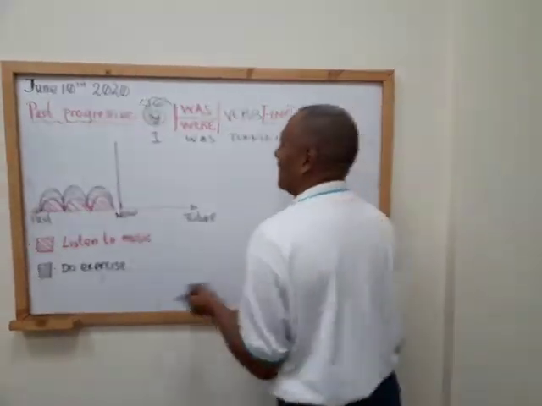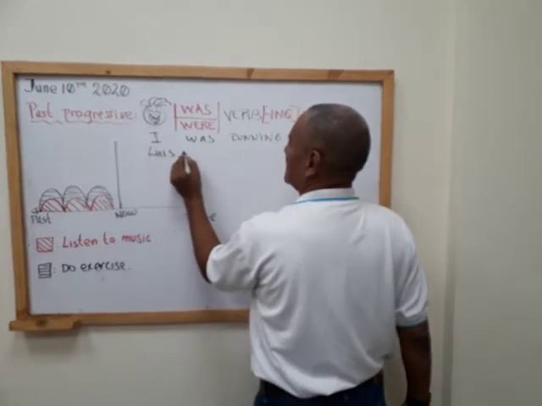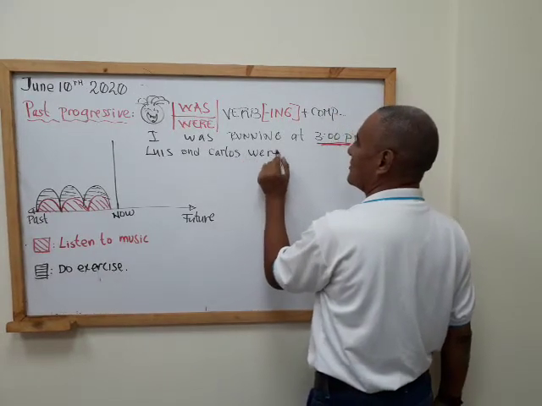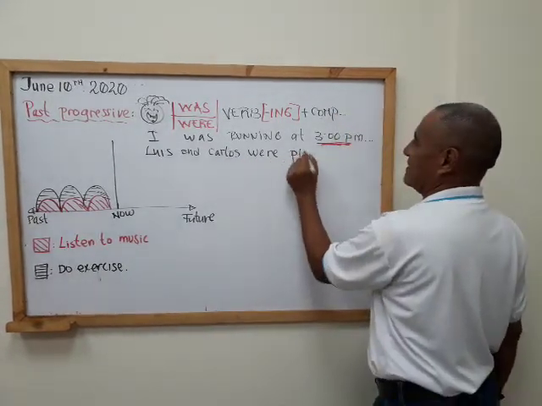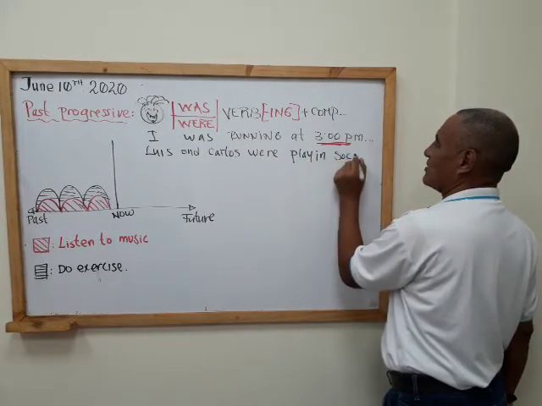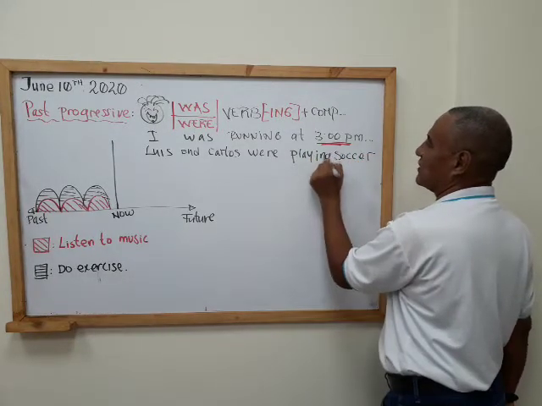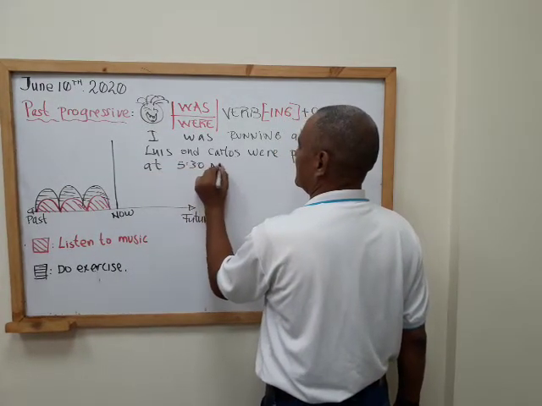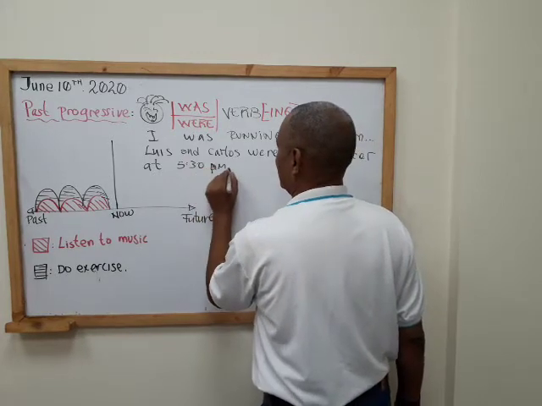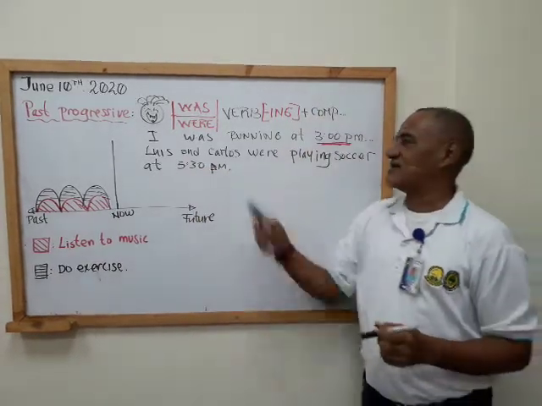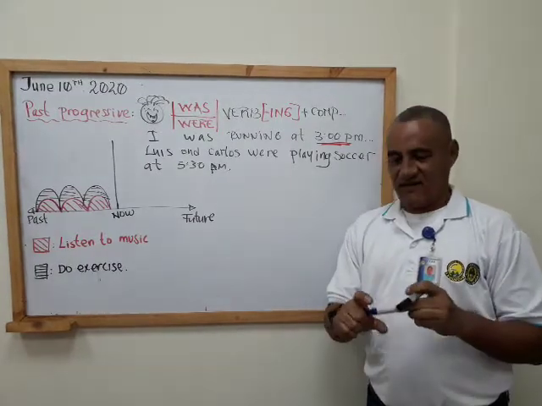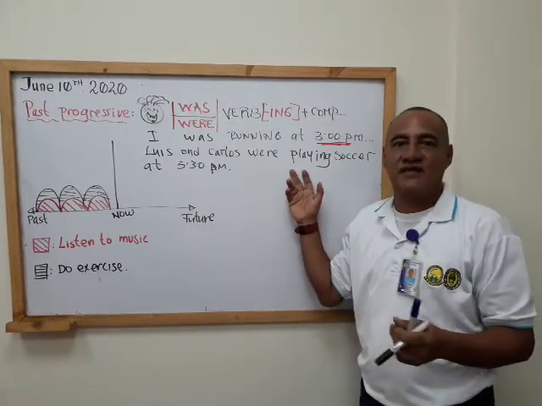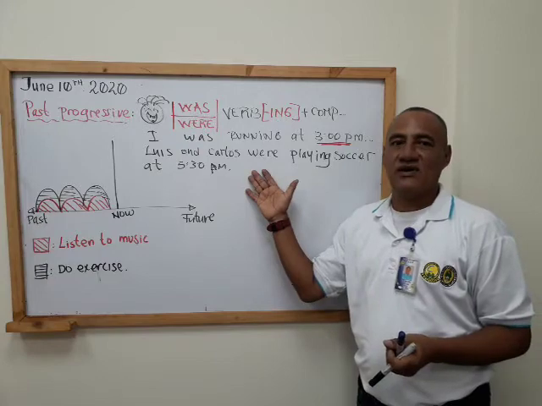Then another example, say Luis and Carlos were playing soccer at 5:30 p.m. Alright? So these two students or friends were just in the middle of that activity at that time, at 5:30. So they haven't finished playing soccer. They were in the middle.